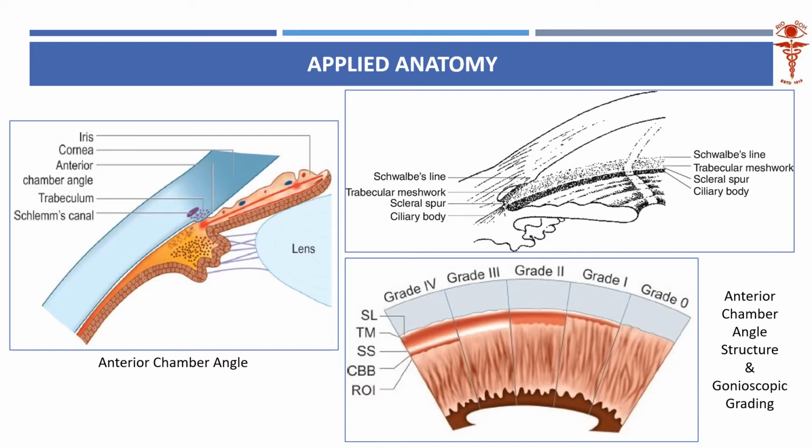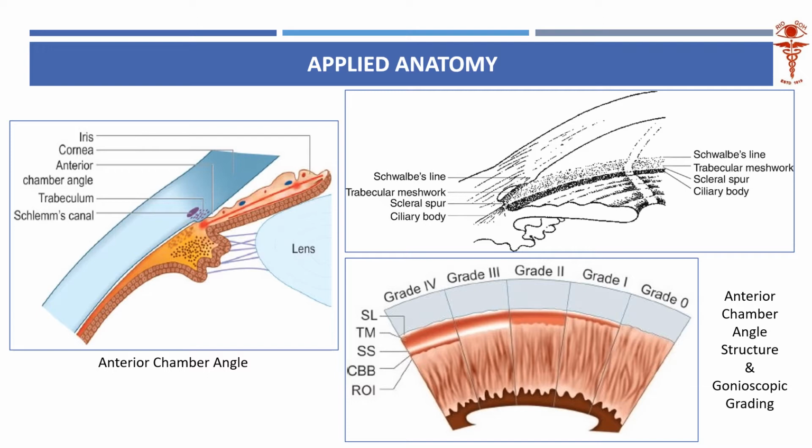Between the cornea and the iris, behind the cornea and in front of the pupil, you have the anterior chamber. Behind the iris and in front of the vitreous cavity, we have the posterior chamber. These two portions, the anterior chamber and the posterior chamber, form the anterior segment of the eye.